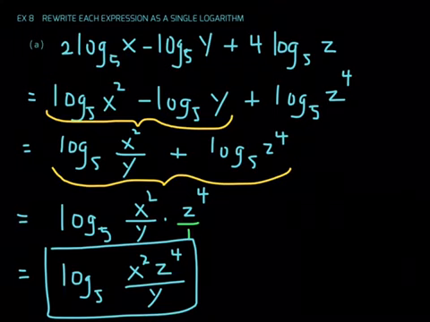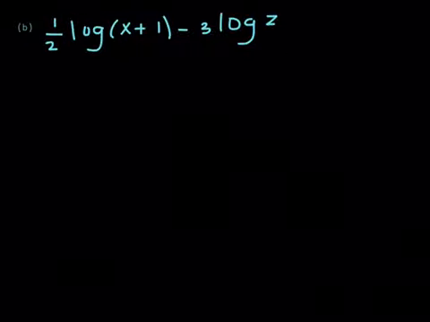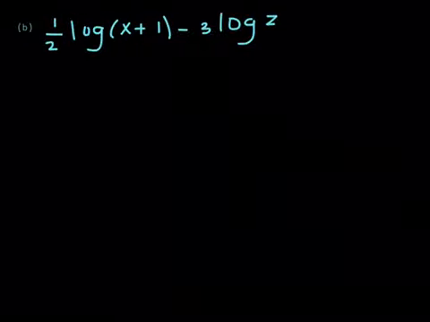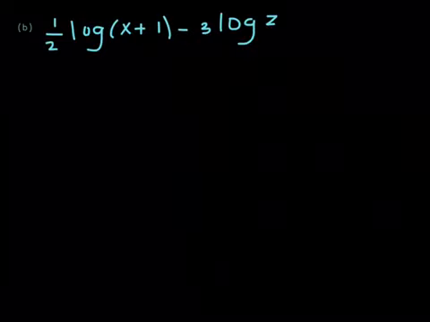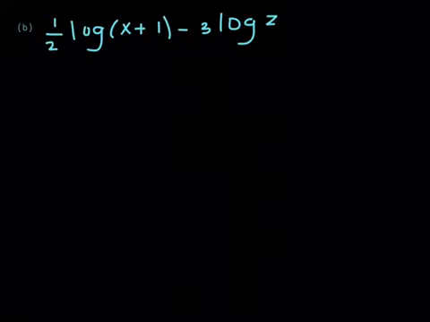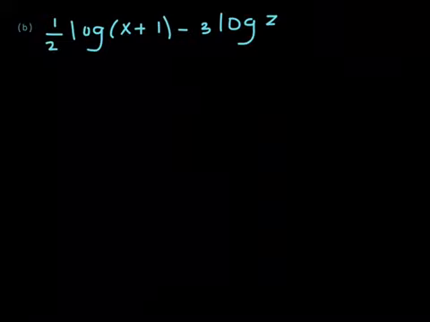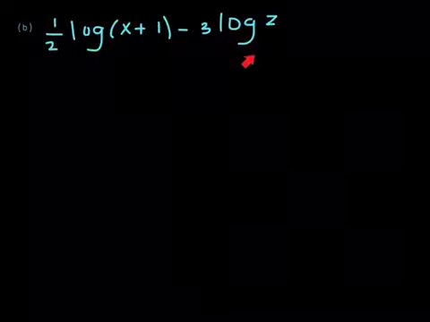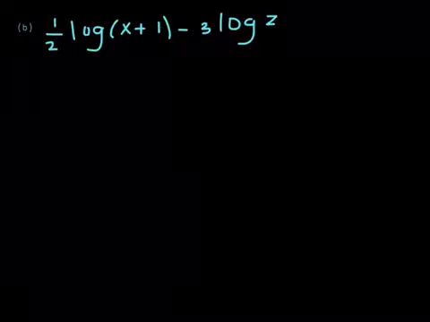Let's do this one more time to wrap it up, all right? Okay, guys, we got 1/2 times log of x plus 1 minus 3 times log of z. Hey, side note, these are common logs, aren't they? How do you know they're common logs? What do we mean by common logs? We mean base 10. How do we know the base is 10? Because the base is not written. Whenever the base is not written, it's assumed to be 10. So these are definitely common logs.